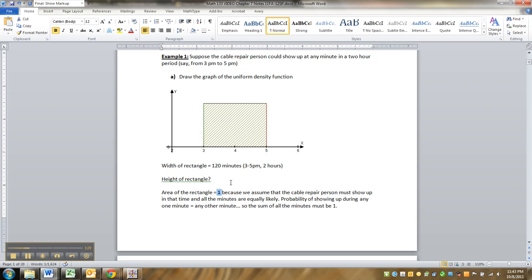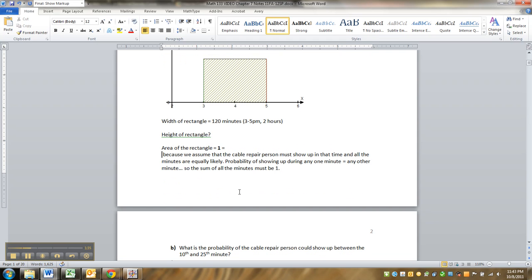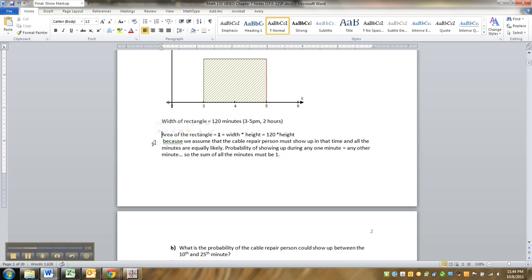So if we know that the area is 1, but wait a second, let me bring this down for a second. Area is equal to width times height, or length times height, or whatever. Length times width, doesn't make any difference. Width times height. But we know that it's 120 for the width. So what must the height be? Right? Well, that would mean that the height is going to have to be 1 divided by 120. It'll always be 1 divided by something.